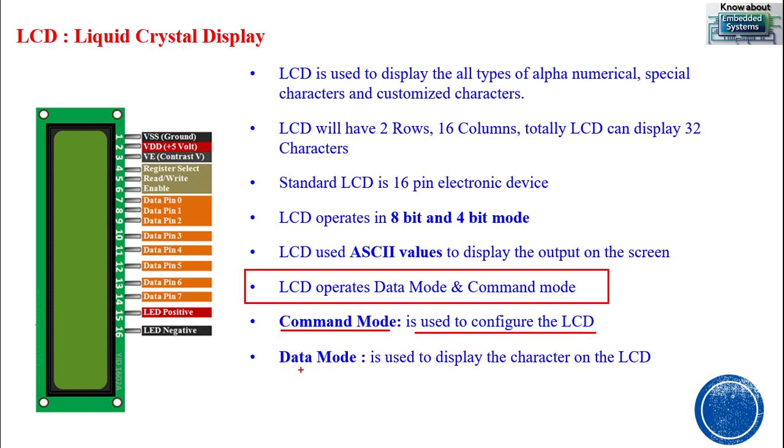And the second mode is called data mode. What do you mean by data mode? Data mode is used to display the character on the LCD. Whatever data I want to display has to be in ASCII format, and later we have to configure the LCD in data mode. Like that, LCD can operate in 8-bit mode and 4-bit mode, and also in data mode and command mode. Data mode is used to display the output, and command mode is used to configure the LCD. What are those? I'll explain later.